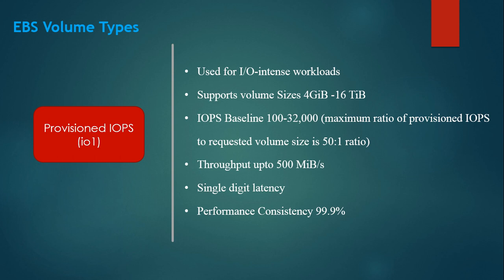Next, provisioned IOPS. Provisioned IOPS disks are used for IO intensive workloads. The applications which require huge IO, for those purposes we use provisioned IOPS disks. It supports sizes from 4 GB to 16 terabytes, and the IOPS baseline is 100 to 32,000. So as compared to GP2, from a performance perspective, it is far better than the GP2 disks. It supports throughput up to 500 Mbps, the latency is in single digit, and performance consistency is 99.9%, which is better than the GP2 disks.